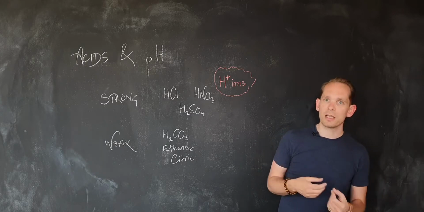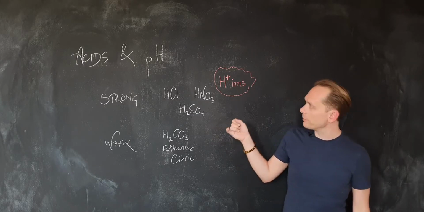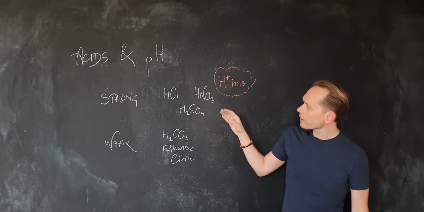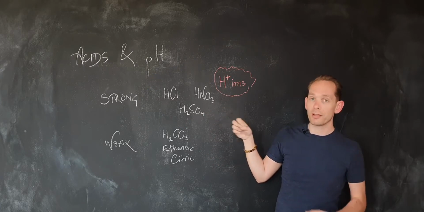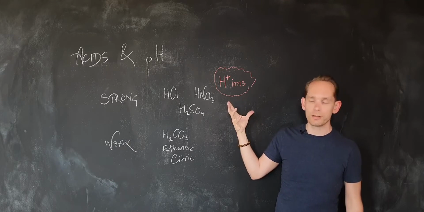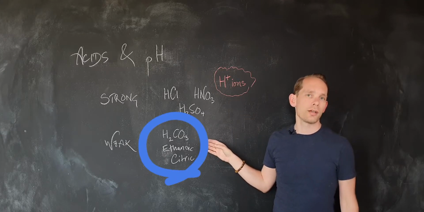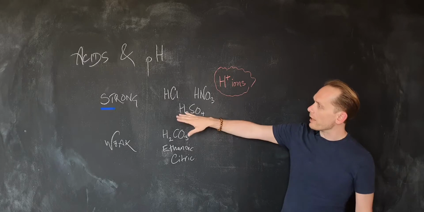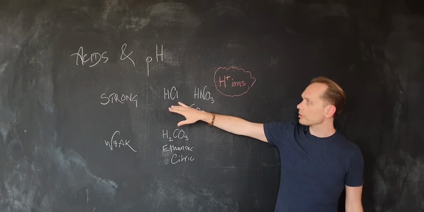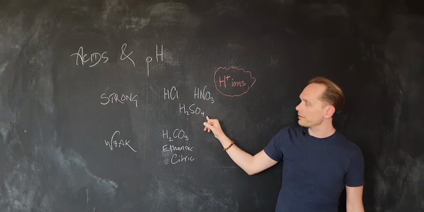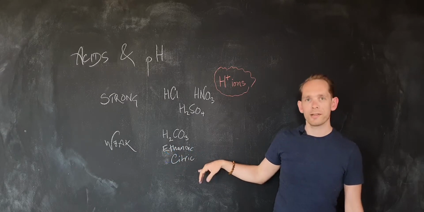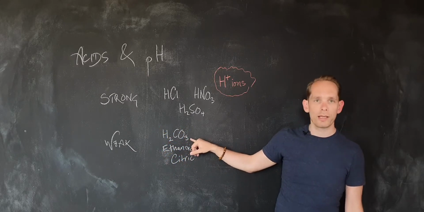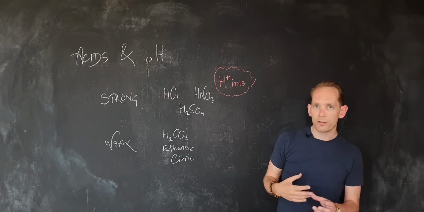But the other factor is really a bit dependent on the compound itself. Some acids will ionize completely when they're added to water, so they'll release lots of H+ ions into the solution. Others won't ionize so well. So your strong acids are the classic ones you use in the lab all the time: hydrochloric acid, nitric acid, sulfuric acid. Then there are weaker acids, which are things like citric acid, ethanoic acid, carbonic acid, that's H2CO3.